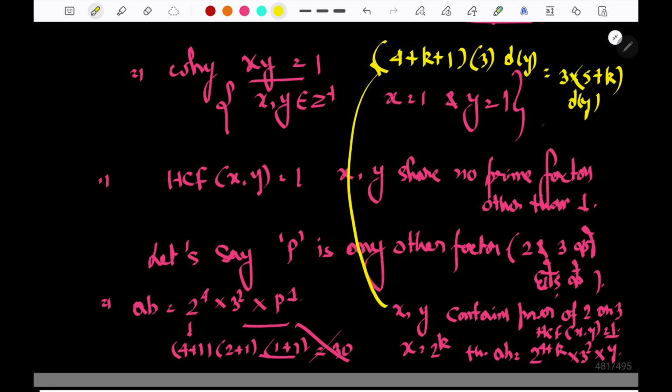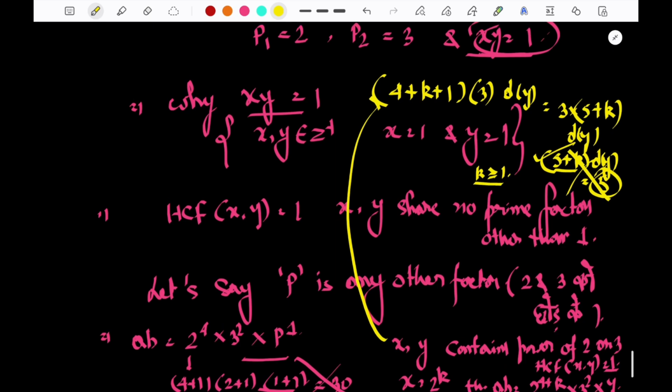Now basically, if this has to be equal to 15, so what we can say, that 5 plus k into d of y shall be equal to what? 5, that shall be equal to 5. But if k is greater than or equal to 1, because k must be positive, then 5 plus k is greater than 5. So this is not possible. And even if it contains power of 3, it will not be possible. So the only case possible is when x equal to 1, y is equal to 1. Proved.